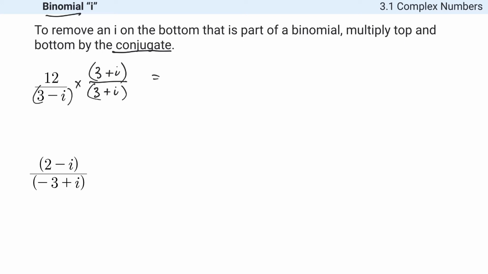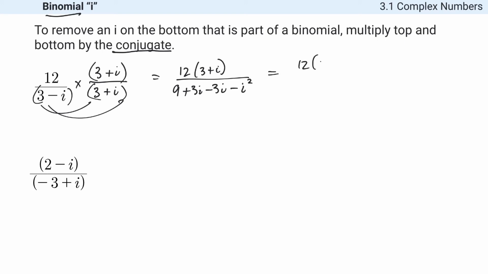Okay, so on the top, I'll maybe just leave that as 12 times 3 plus i. And then on the bottom, this is where I'm going to have to FOIL that whole thing out. So it'll be 9 plus 3i minus 3i. See what's going to happen to your i's there? Minus i squared. So on the top, I'll have 12 times 3 plus i. On the bottom, it'll be 9 minus, i squared is a negative 1. So 9 minus a negative 1 will actually be 10.